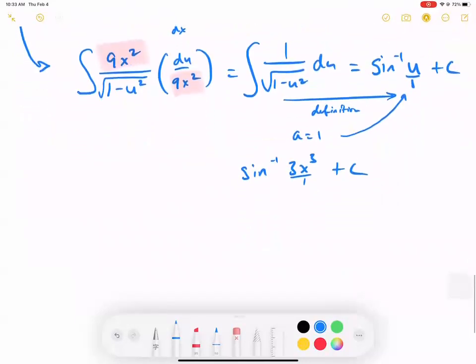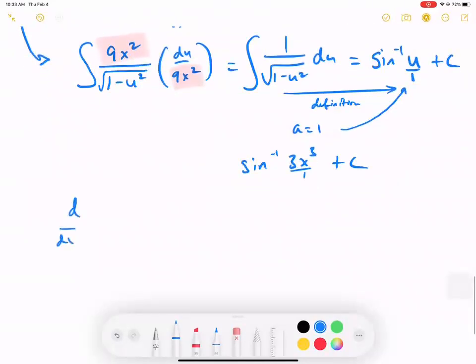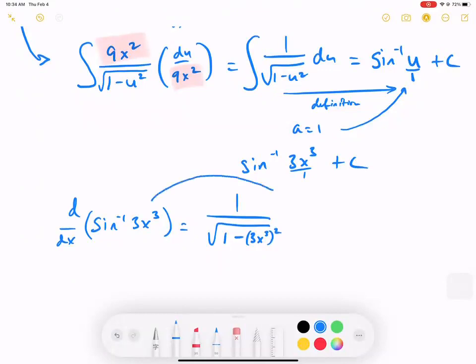Now, let's go back and check with our derivative. If we take the derivative of sine inverse of 3x cubed, the derivative of this is 1 over the square root of 1 minus 3x cubed squared. Do you guys remember that's the rule? Maybe you don't remember. That's the rule, and then you chain rule it. 9x squared. And that's where we end up with our original problem.